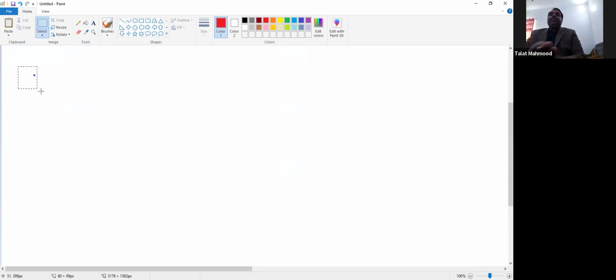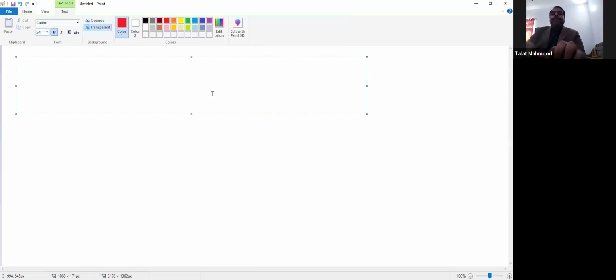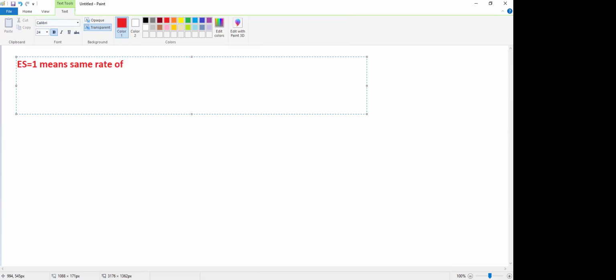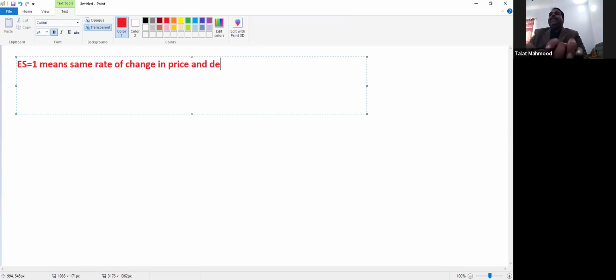I am going to show you how. Price elasticity of supply equals 1. What does it mean, Haryshaa? The same change in price causes the same change in supply. And if it is greater than 1, it means a high rate of change in supply.